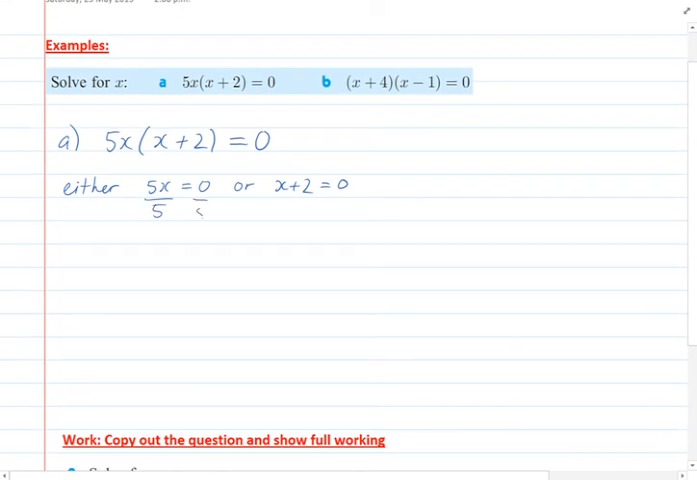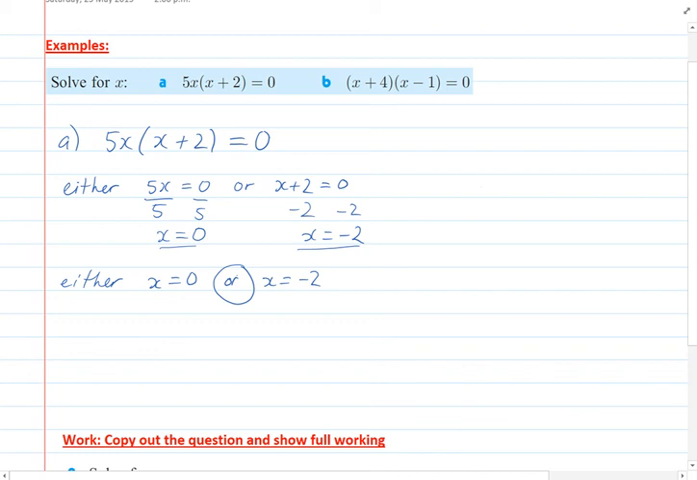So I'll divide both sides by 5 here, and so x equals 0. And over here we'll subtract 2 from both sides, and so x equals negative 2. And those are actually our two answers. So our final statement is that either x equals 0 or x equals negative 2.